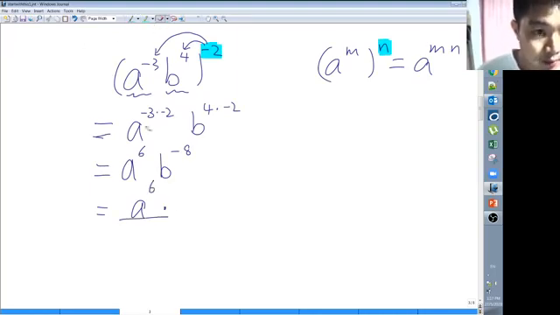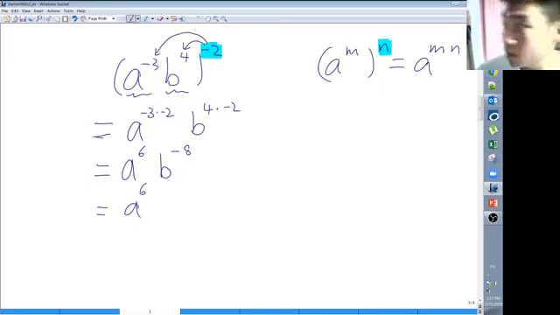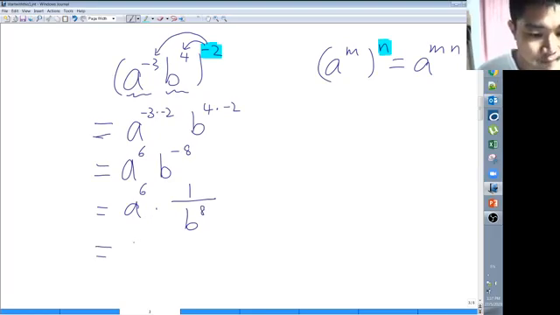So let me change the b to the power of negative 8 to positive index. A to the power of 6 is already in positive index, so just copy down. And when you convert your b to the power of negative 8 to positive index, you are supposed to get 1 over b to the power of 8. And if you times these two together, you are going to get a to the power of 6 over b to the power of 8. And by the way, this answer and this answer, they are both correct. So it really depends on what the question wants.